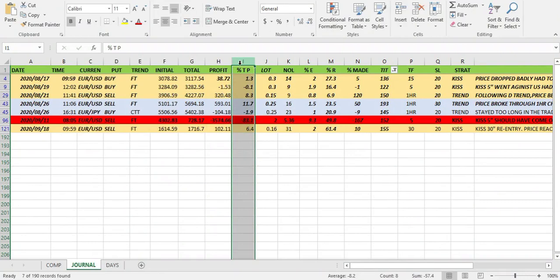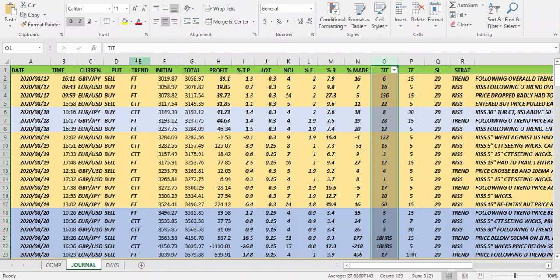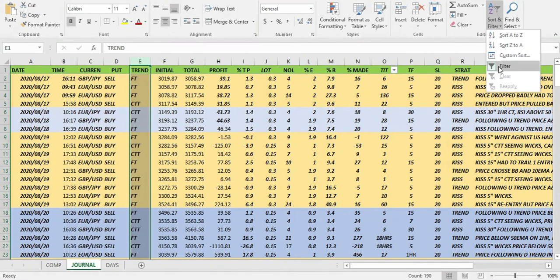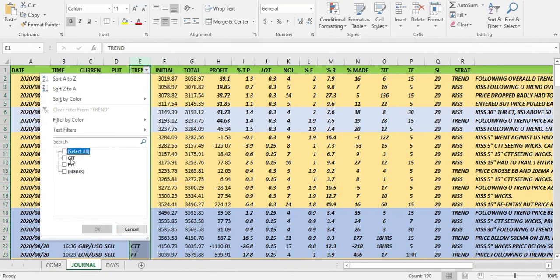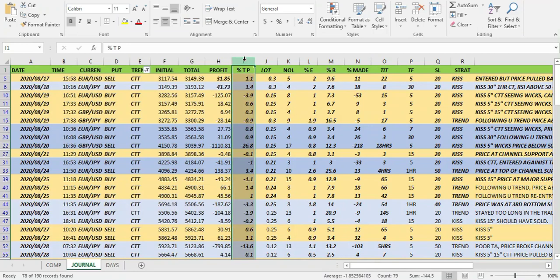So just by filtering by time, I know that since I'm scalping, if I try to intraday with a scalping strategy, I'm asking for trouble. Also, you can come and just maybe clear that filter and come to the trend and just filter, and you decide to say I'm counter trend trading. If I'm counter trend trading, you find that I'm making a loss of about 144.5. So basically, counter trend trading isn't really working for you because you're literally blowing your account.